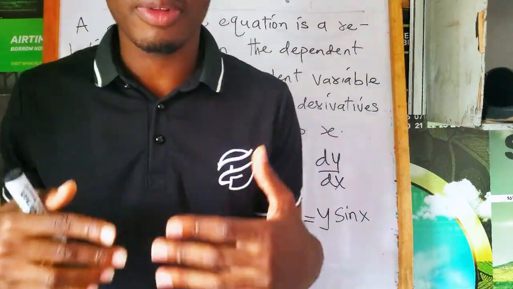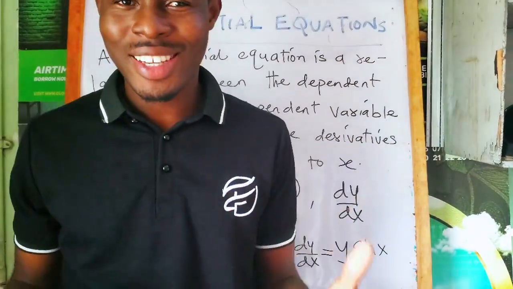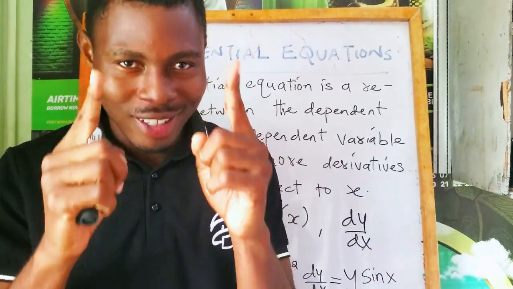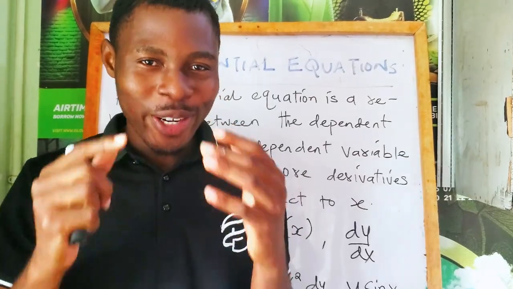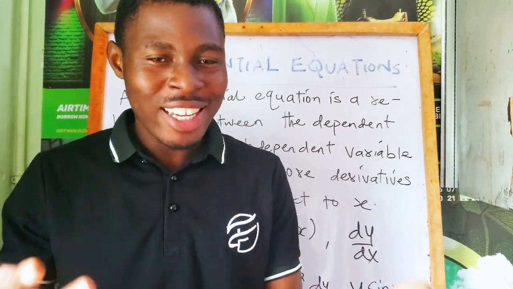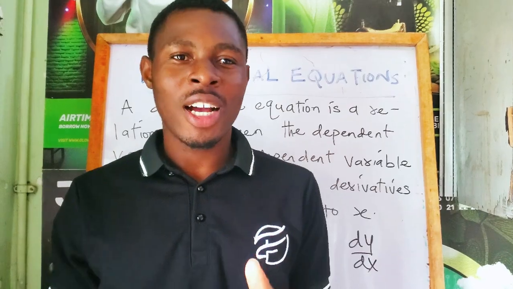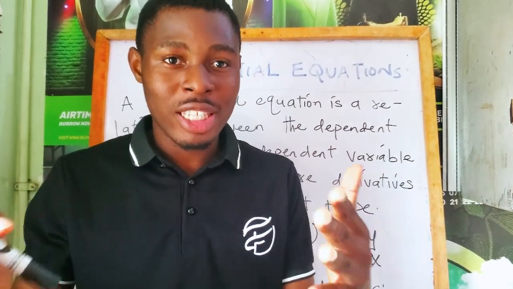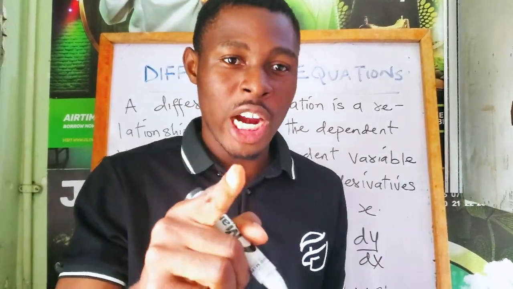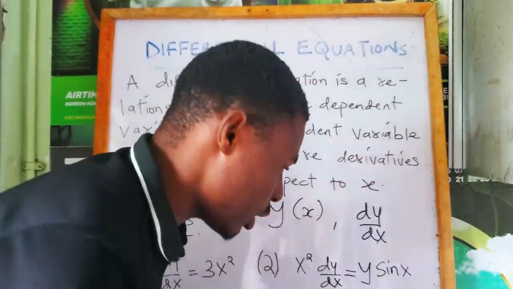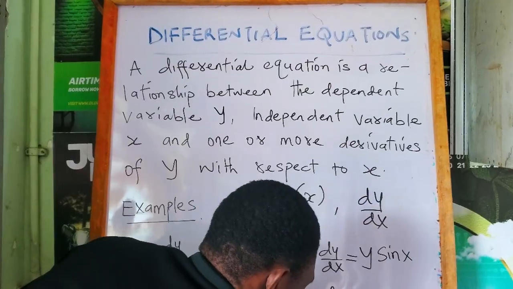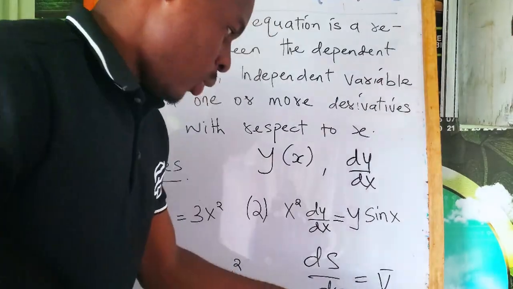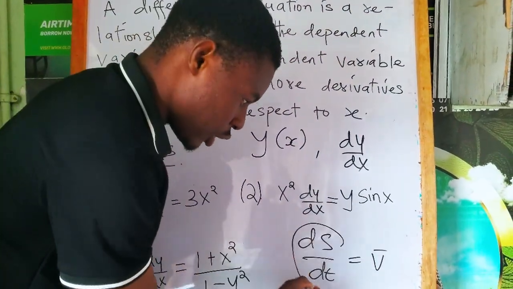Now, I know some of you must be thinking, oh, so does that mean that when I take the derivative of a function, I am creating a differential equation? That is right. Anytime you take the derivative of a function, you are indirectly creating a differential equation. And you've come across differential equations in other disciplines, let's say physics, because you can remember that velocity is given as ds/dt, which is equal to the velocity v. You can see this is a differential coefficient.